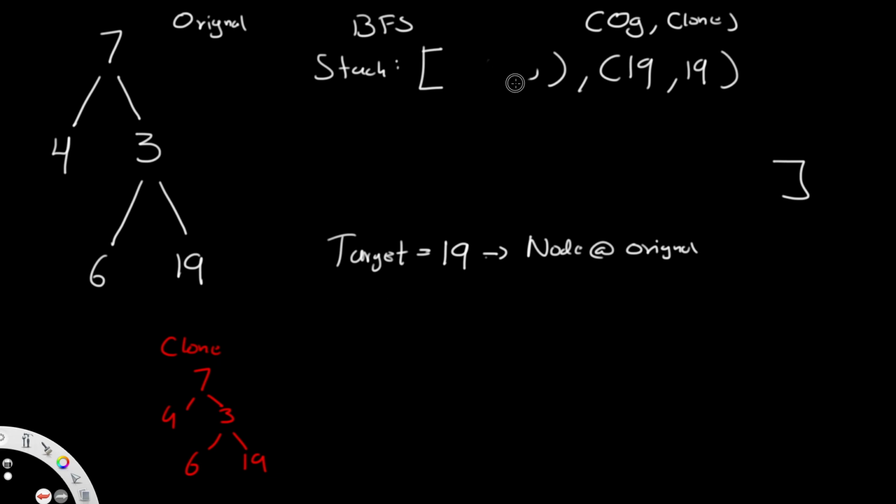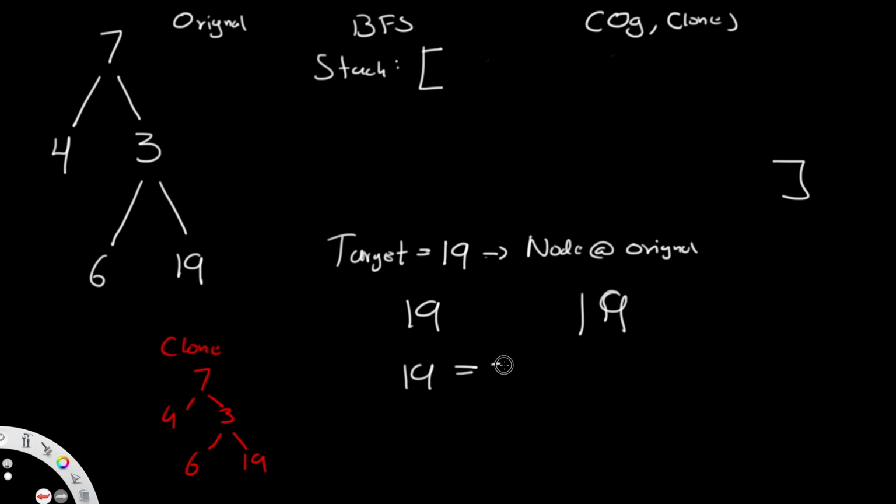So now we pop this out. We have 6 over here. So we go to 6 and 6 over here again. We're going to be doing the same thing, which is checking if 6 is equal to the target. Well, it's not the same node. So then we keep moving on. But actually before moving on, 6 is a leaf. It does not have any children, so we don't append anything to our stack. So finally, we have one last and final value in our stack left, which is 19. So 19 for original, 19 for clone, and we get them both. And well, they are the same node. 19 is equal to 19.